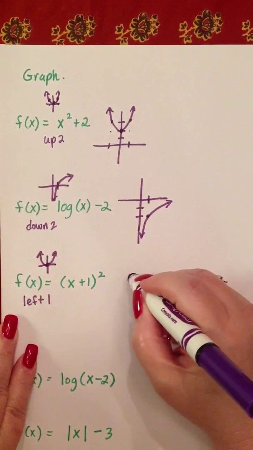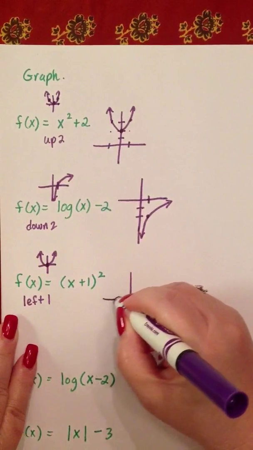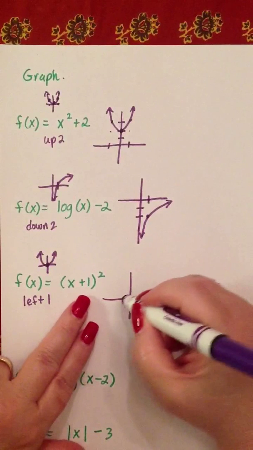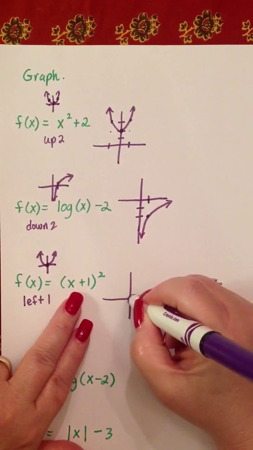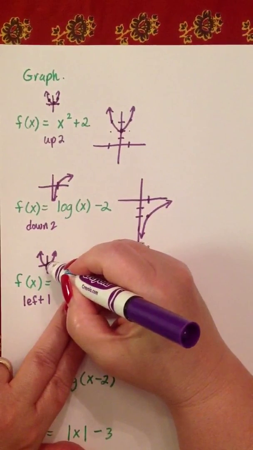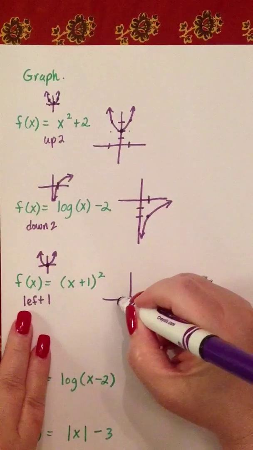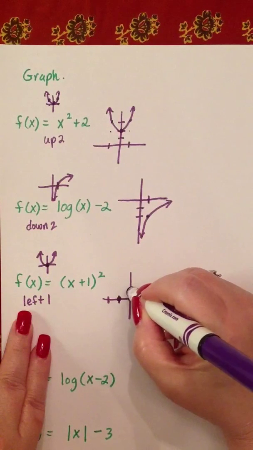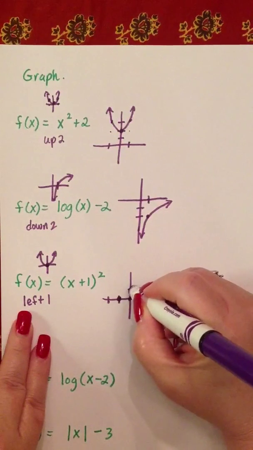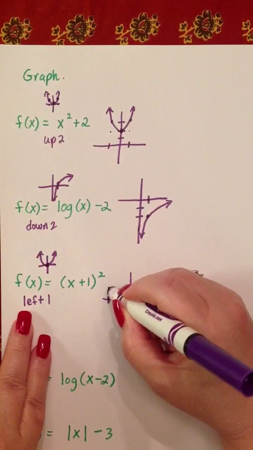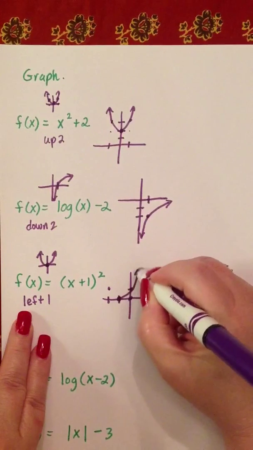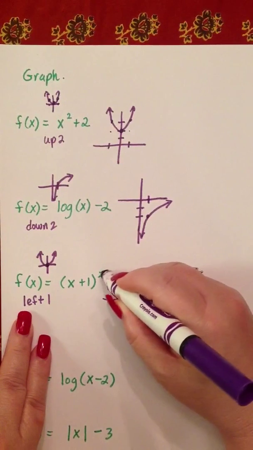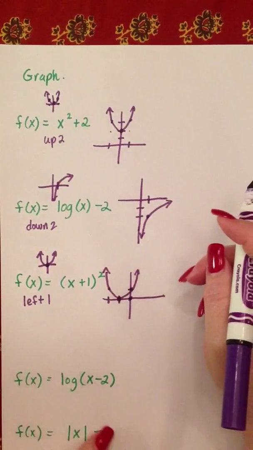So when I resketch my graph, I would say, well, I'm going to go left 1. So normally I go through the origin. So instead I'm going to just shift that to the left 1. So there's my new vertex. Then I go to the right 1, up 1. Go to the left 1, up 1. So there is the sketch of my transformed function.